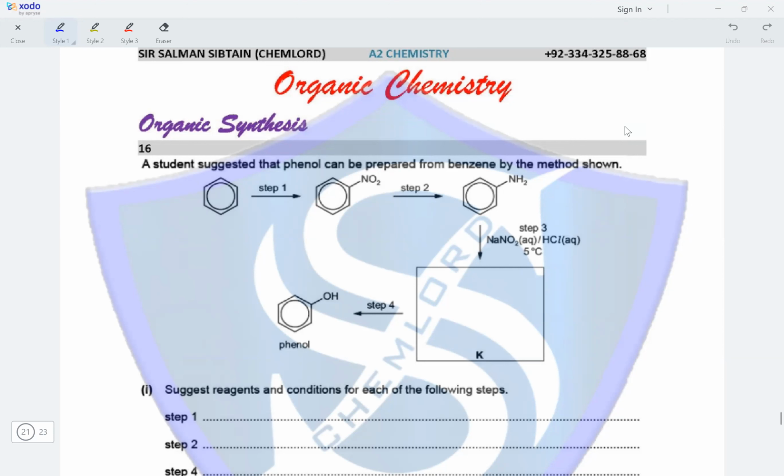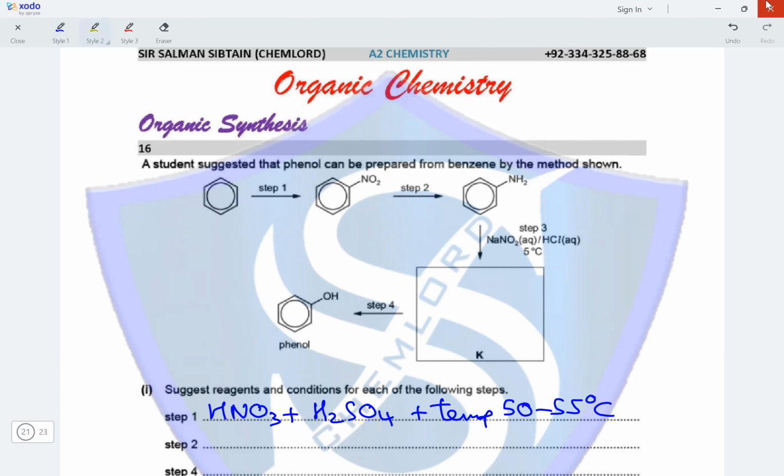Question 16. A student suggested that phenol can be prepared from benzene by the method shown. So benzene is converted into nitrobenzene, which is converted into phenylamine, which is converted into benzene diazonium chloride, K, and which is converted into phenol. So suggest reagents and conditions for each of the following steps. Step 1 would be HNO3 plus H2SO4 plus temperature between 50 to 55 degrees Celsius in order to produce nitrobenzene.